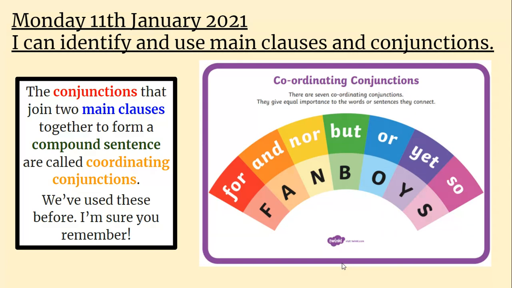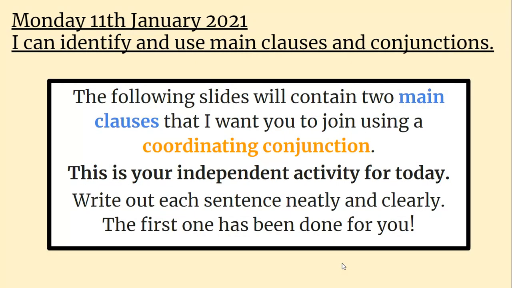We've used them before, and I'm sure you remember fanboys. Coordinating conjunctions join 2 main clauses together to create a compound sentence. We've got for, and, nor, but, or, yet, and so. The following slides will contain two main clauses that I want you to join using a coordinating conjunction. This is your independent activity for today. Write out each sentence neatly and clearly. The first one has been done for you.